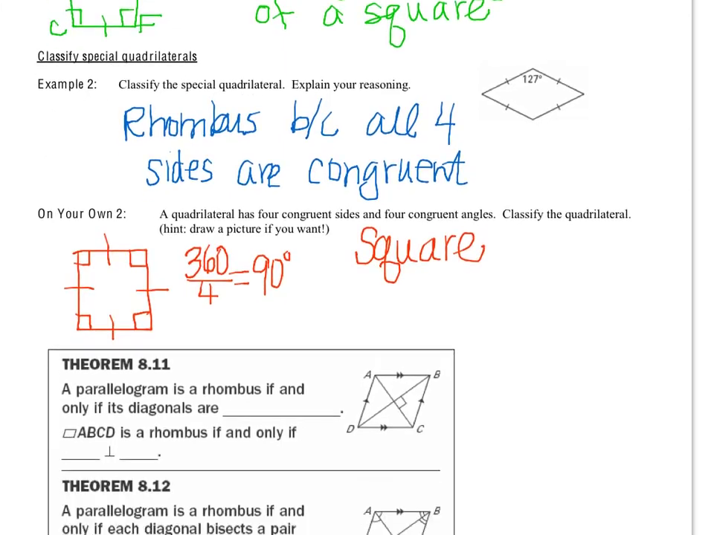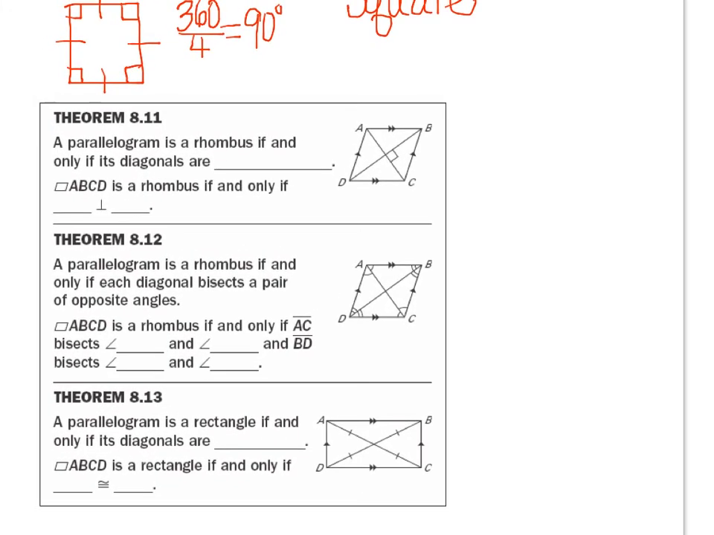So this would be a square. Here we go. Let's look at these last theorems. Theorem 811 says a parallelogram is a rhombus if and only if its diagonals are perpendicular. So we know a parallelogram is a rhombus if its diagonals are perpendicular. So that would mean segment AC in our picture here is perpendicular to segment BD.